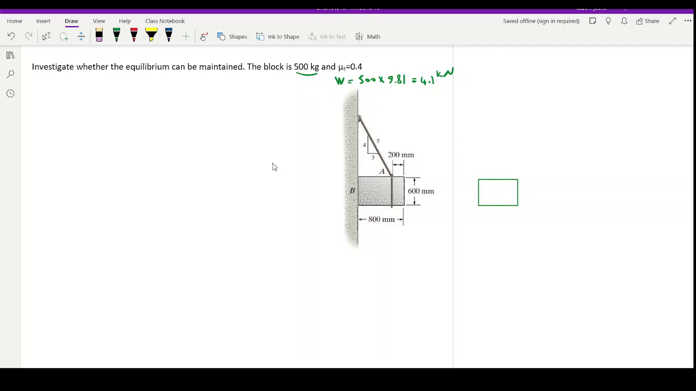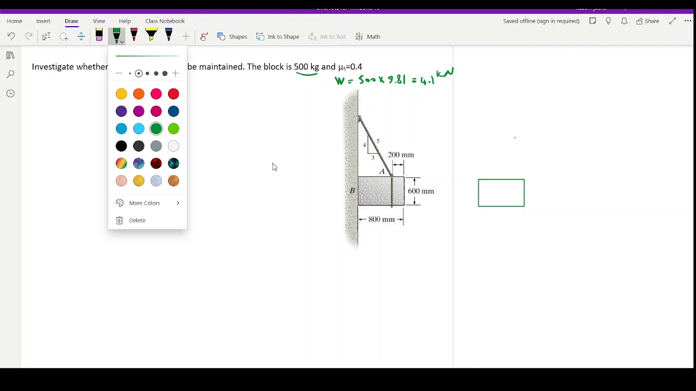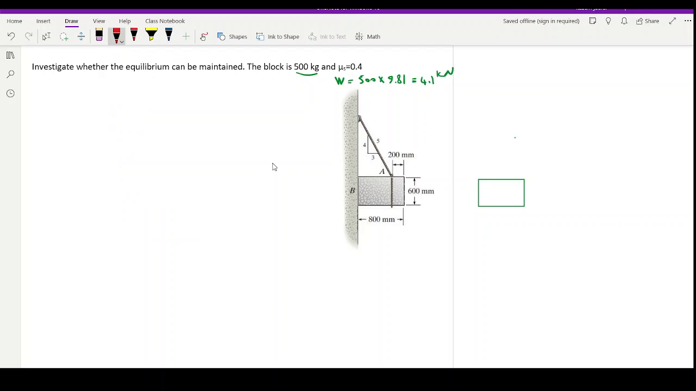Then I need to draw a free body diagram for this block and show all the forces that act on the block, and use the equations of equilibrium to see how much force I need to hold this block in equilibrium. After that, I need to calculate friction, because friction is one of the forces I'm going to show in there, and see whether that friction that we produce is sufficient or not. So this one is 4.1.